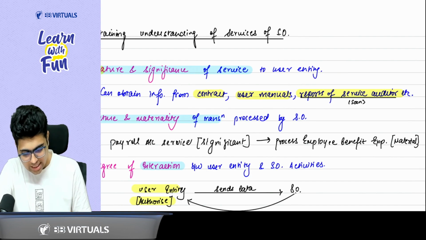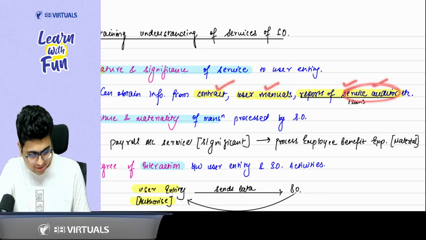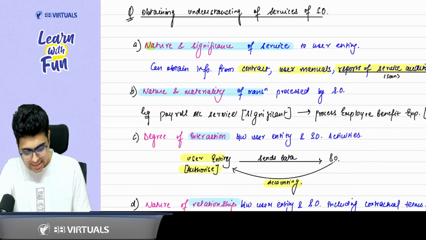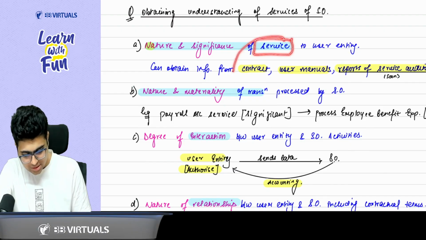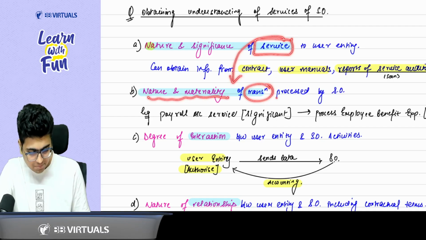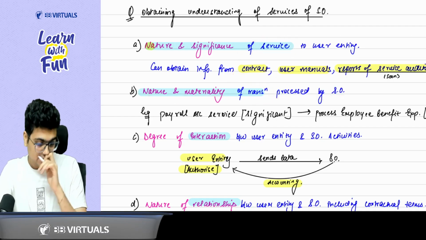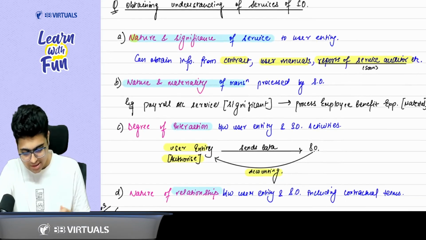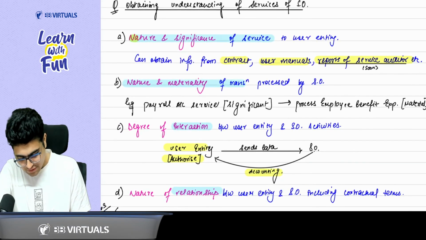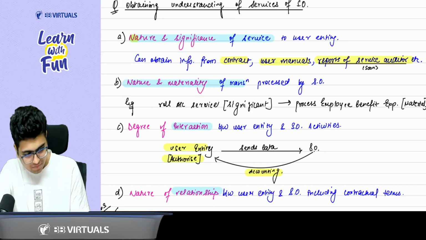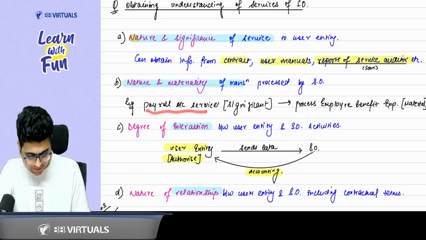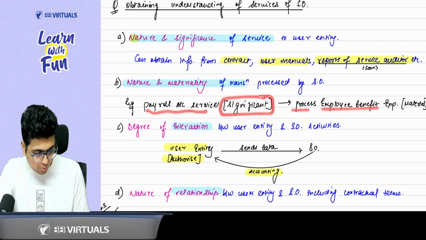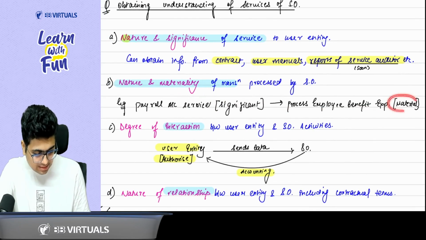For this, you can take help of the contract, user manuals, or the type 1 or type 2 report provided by the service auditor. Then see, these services are related to processing of what transaction? Nature and materiality of transaction processed by the service organization. So let's take an example of the service. Let's say service organization is providing payroll accounting service. Can I say it is a significant service? Yes, sir. To process employee benefit expense. Can I say it is a material transaction?